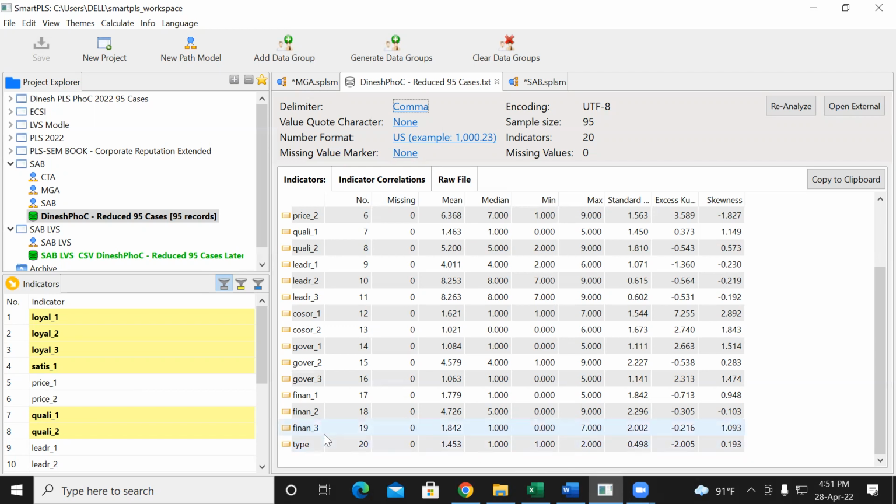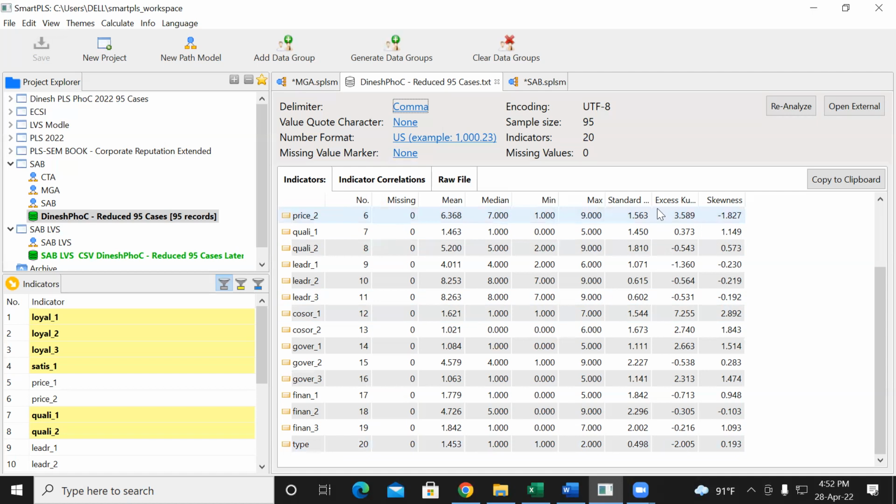Therefore, you can see type of the company. If it is not for profit, I have given 1. If it is a profit-oriented company, I have given 2, just to identify. That's a nominal variable as a control variable or moderating variable, which is a categorical moderation. We say that.